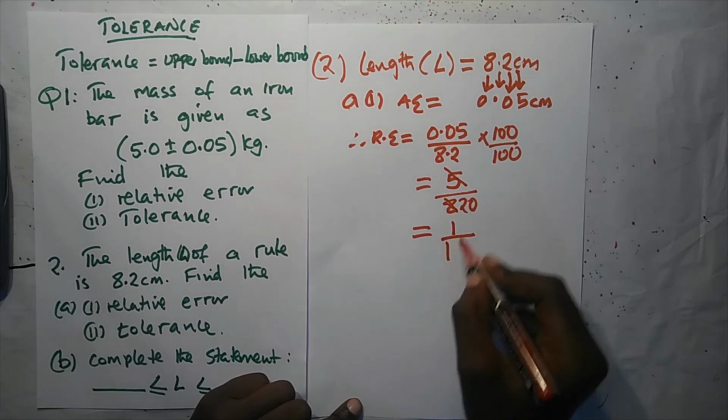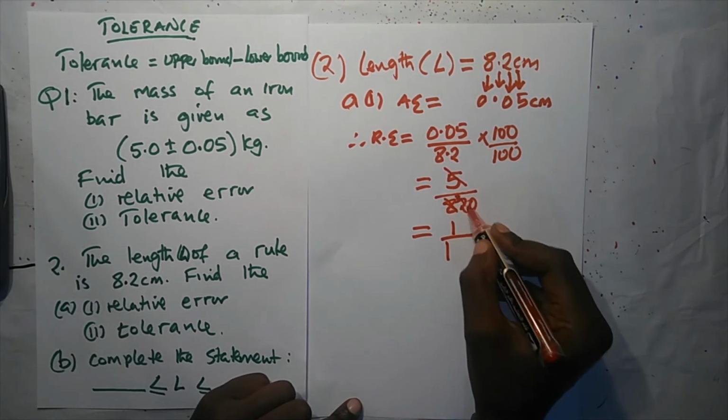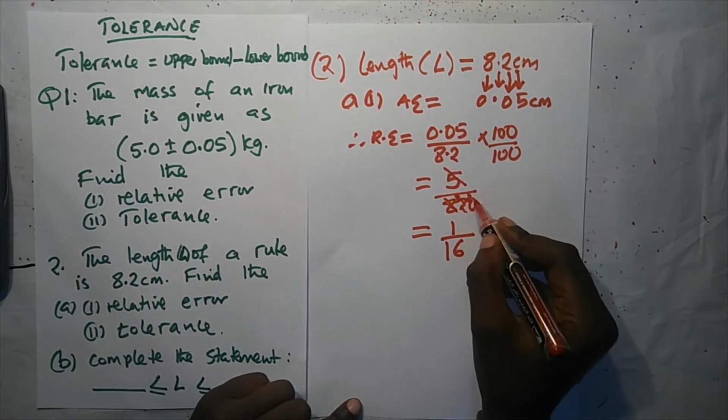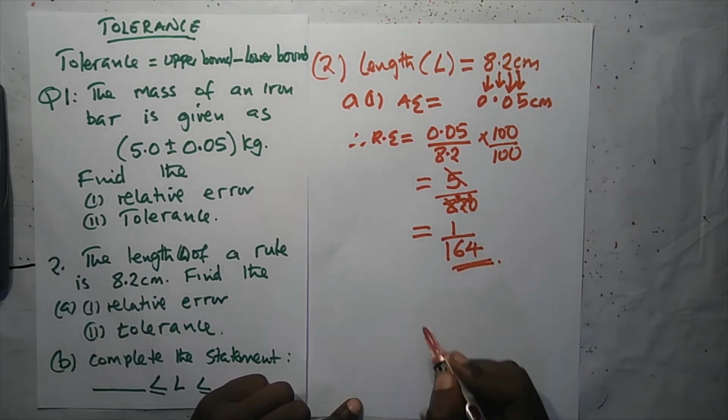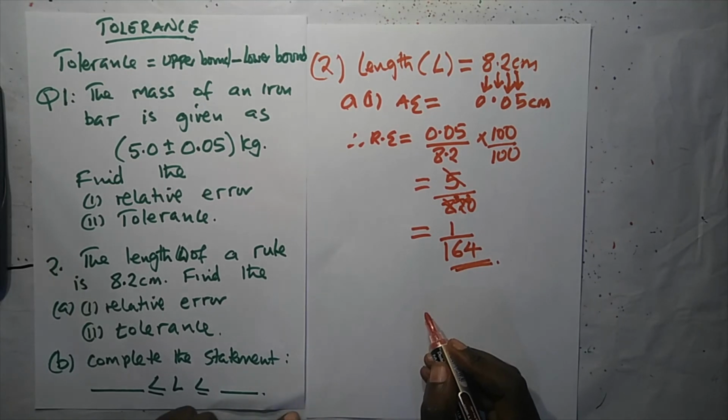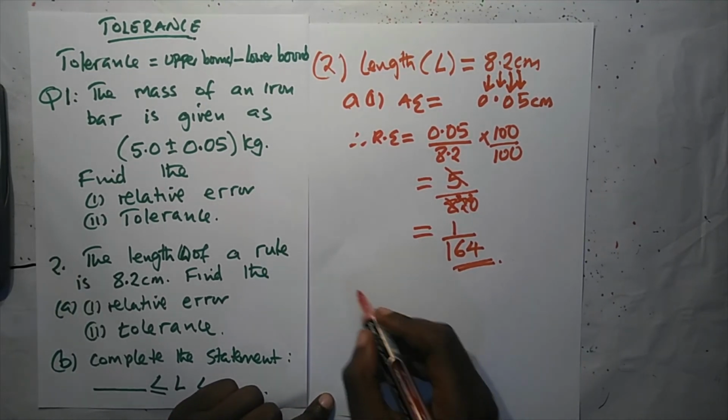5 into 8 is 1, remainder 3. 5 into 32 is 6, remainder 2. 5 into 20, you have 4. And so this is our relative error. And so the next question now says, find the tolerance.